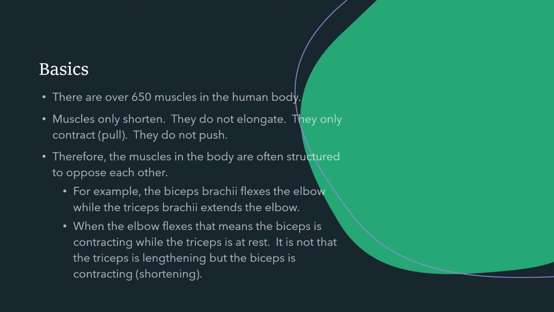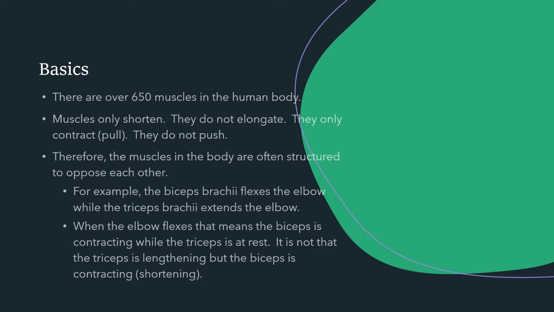Let's look at the basics here. There are over 650 muscles in the human body. Muscles only shorten. They do not elongate. They only contract. They only pull. They do not push. I'm going to reiterate this again. Muscles only shorten. They do not push.